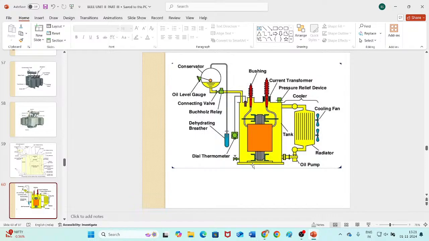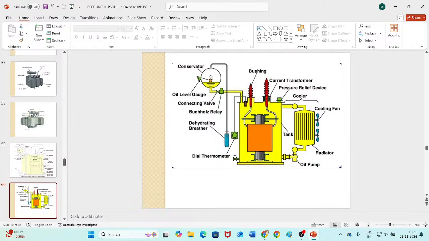Okay, so above the transformer tank, you can see a circular portion that is known as the conservator. The conservator is cylindrical in shape. You can call it a cylindrical tank placed on the roof of the transformer main tank. It acts as a reservoir of transformer insulating oil, so oil will be poured in this conservator.